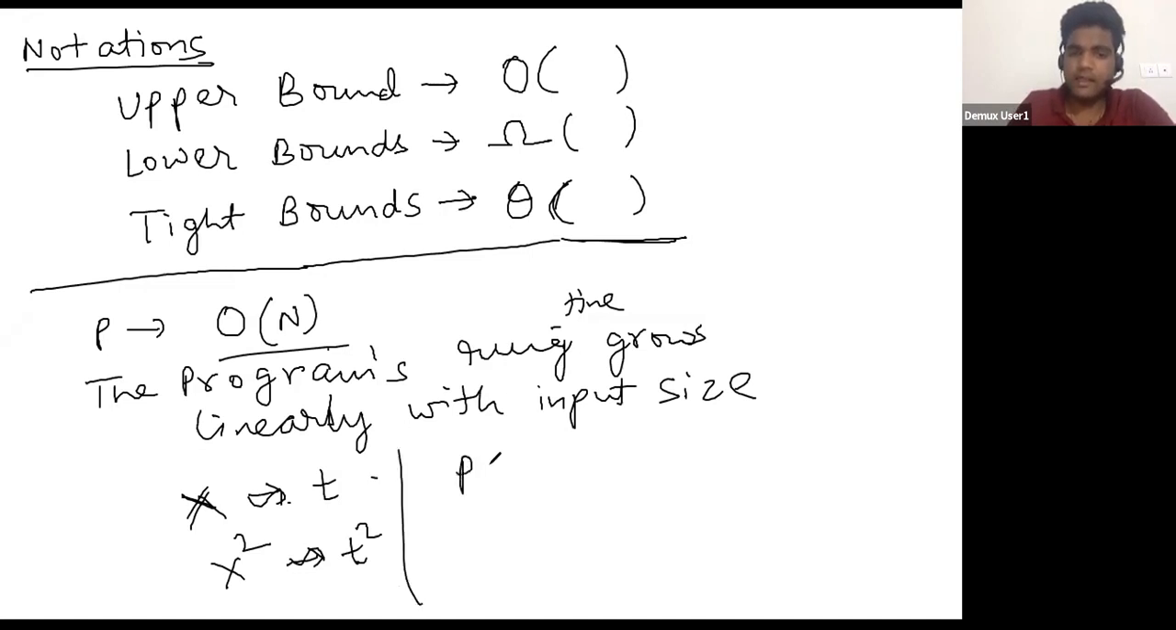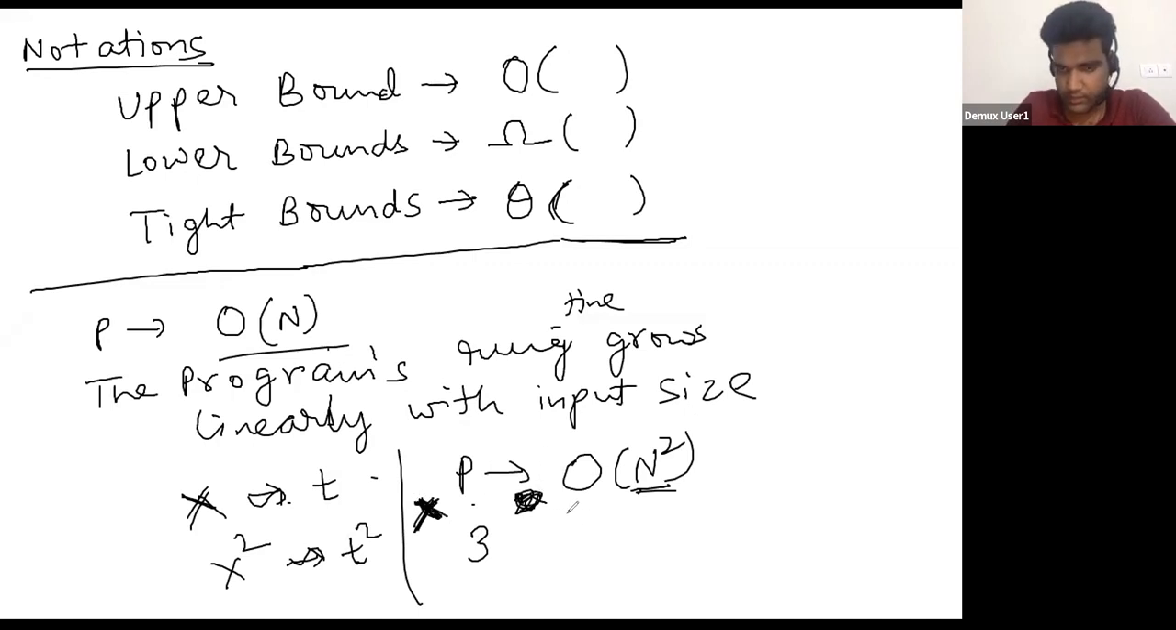Similarly, if we say that a program's running time is order n square, then we are saying that as the input grows, the program becomes quadratic. The upper bound on the program's running time becomes quadratic. So if it were taking 3 seconds on some input x, and now you have changed the input, then on input x square, how much time will it take?